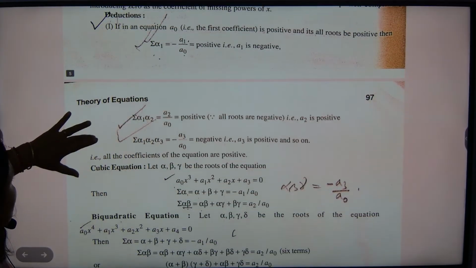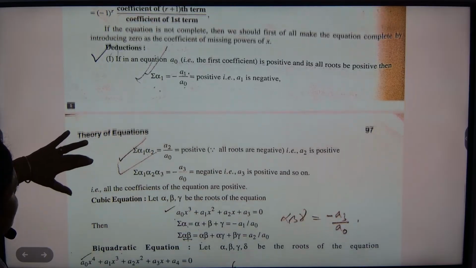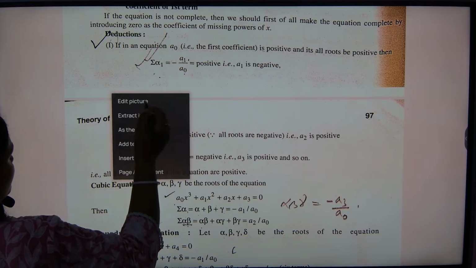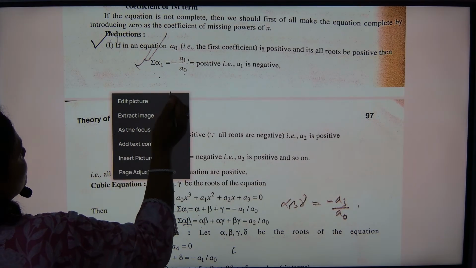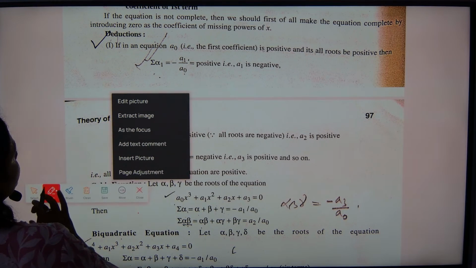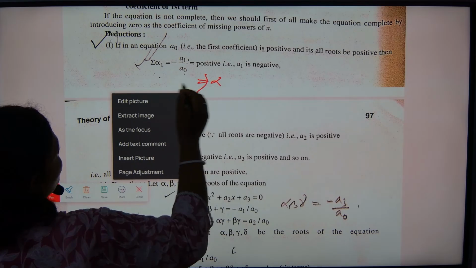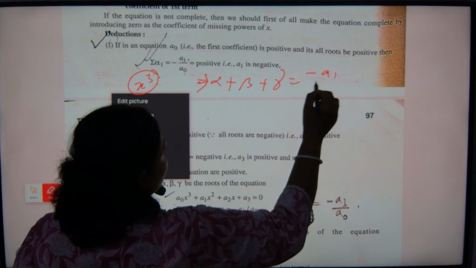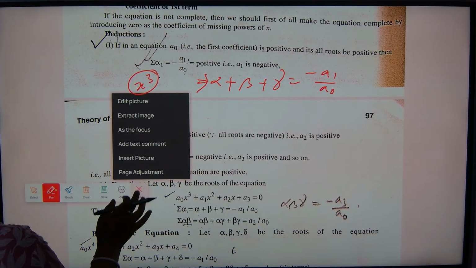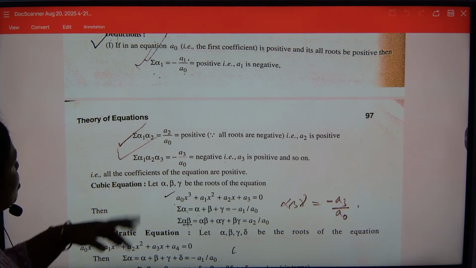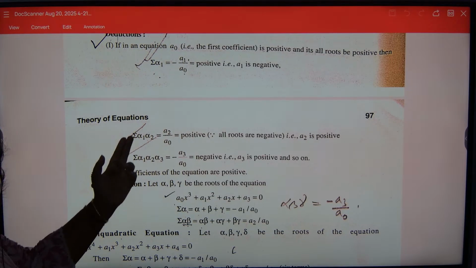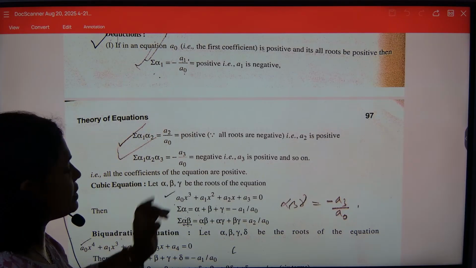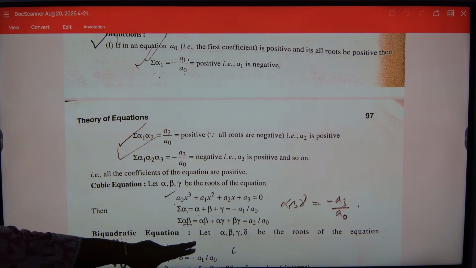These are the deductions. If we have an equation of degree 3, then we have the summation of alpha, that is alpha plus beta plus gamma. For a cubic equation, alpha plus beta plus gamma is minus a1 by a0. The product of 2 will be alpha beta, beta gamma, gamma alpha, which is a2 by a0. And the product of 3 will be minus a3 by a0. It is easy.